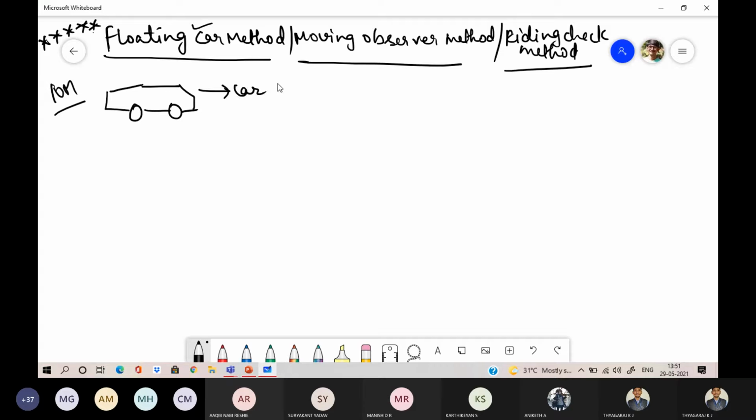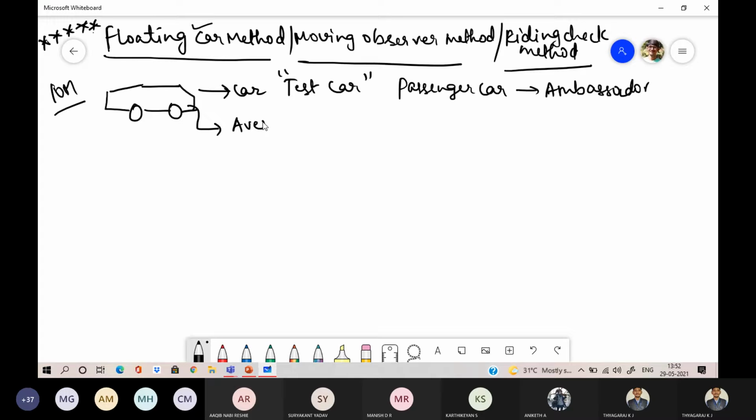A car will be there, which we are going to call the test car. The test car, as already known to us, is a passenger car, and an Ambassador car is considered for this riding check method or moving observer method. In this method, the car will be moving at the average speed of the traffic stream, that is especially 30 kmph.